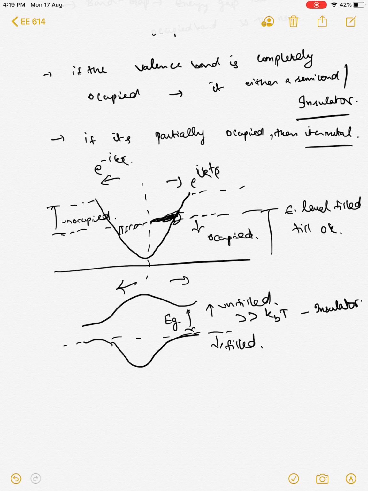If this gap is almost equivalent or close to kBT, then we call it a semiconductor. This is to say that any electron which is occupied here can be given sufficient energy, or even just a little bit of energy is what it needs to jump from here to here, and then we can have current and all sorts of behavior, right? So this, my friends, is the delineation between an insulator, a metal, and a semiconductor, which we can derive from the band structure.